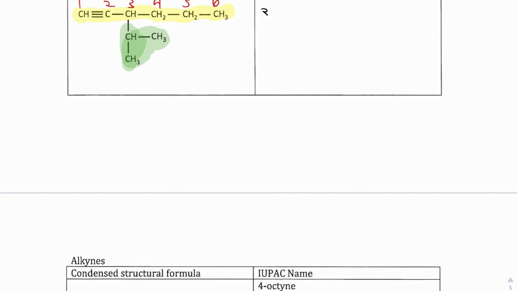Name for this would be 3-isopropyl-1-hexene. I'm sorry, this should be an E. Hexene, with an E. So, cool. Move on.